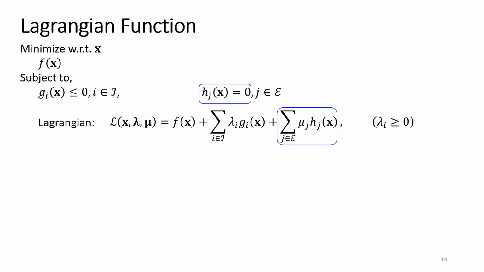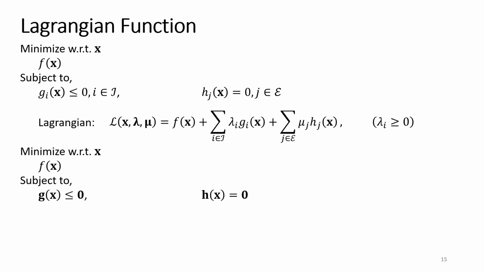The third term corresponds to the set of equality constraints. And so mu_j's here are also another set of Lagrange multipliers, also called dual variables. And the third term is summation over the set of all equality constraints of mu_j h_j of x. There is no requirement that the mu_j's be greater than or equal to 0. So mu_j's can be greater than or equal to, or less than, zero.